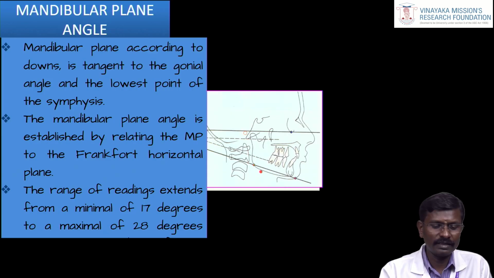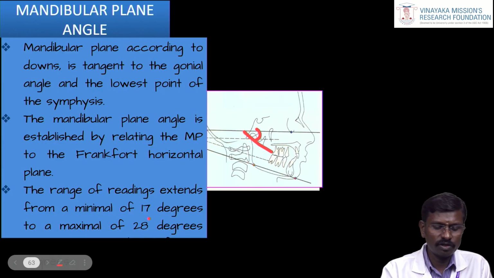The mandibular plane angle is established by relating the mandibular plane to the Frankfurt plane. This is the Frankfurt plane. Here we have to correlate to the FH plane. The reading ranges from 17 to a maximum of 28 degrees. This shows it's an average. If it is beyond that, it shows a vertical grower. If it is less than that, it's a horizontal grower.